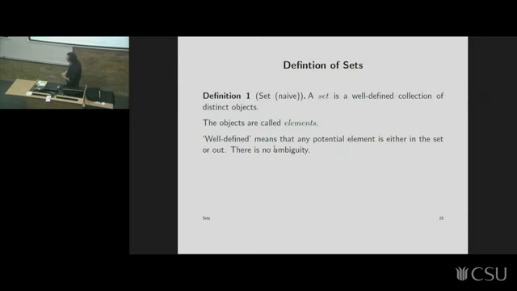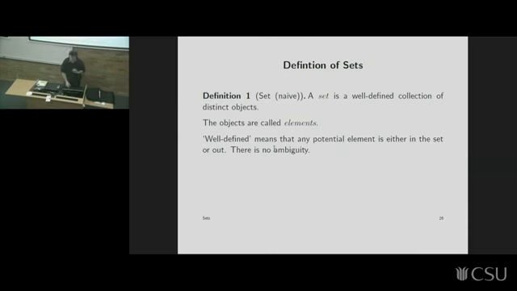So the naive definition of a set is that it's basically a well-defined collection of things, which we'll call elements. What I mean by well-defined is it's clear if something's in or not. Just give me an element, and I can say yes or no if it's in or not. That's what well-defined is. Otherwise, it's just a bunch of things.